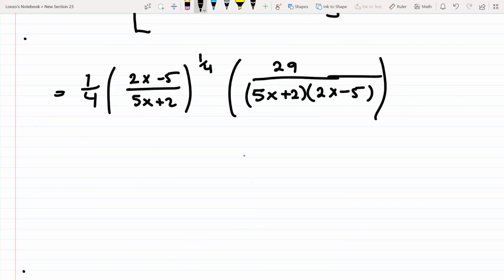And then what can you do? You can leave your answer like this. This is okay. If you want to be really super clean about this, you can simplify it, and your final answer can also be expressed as this.